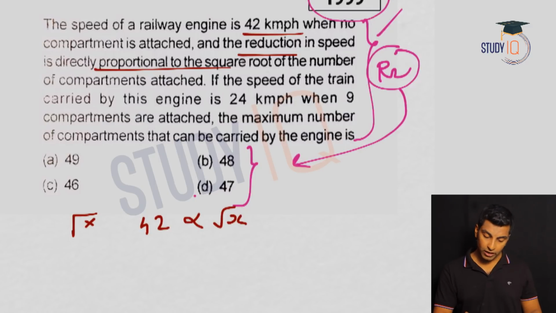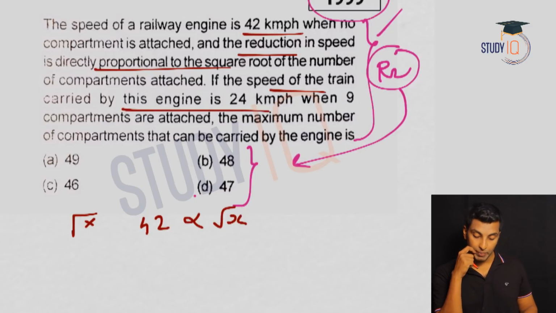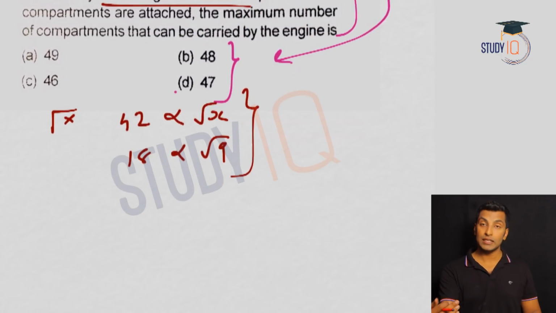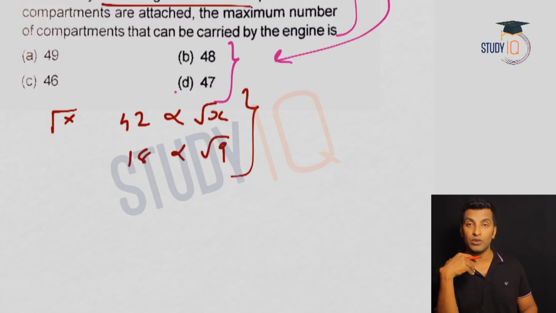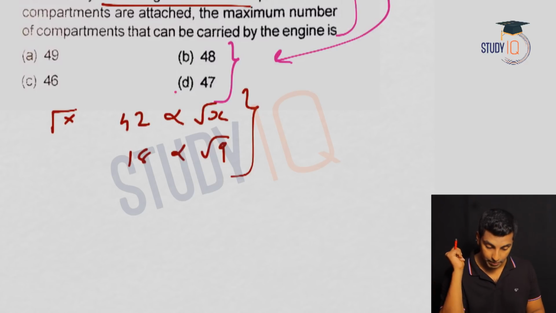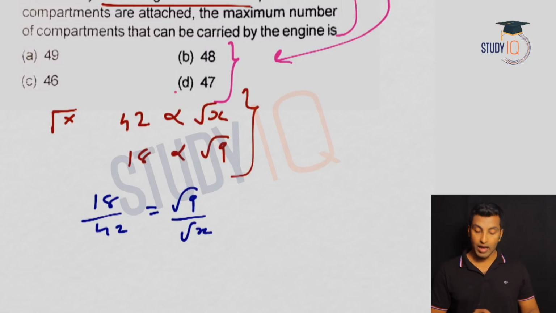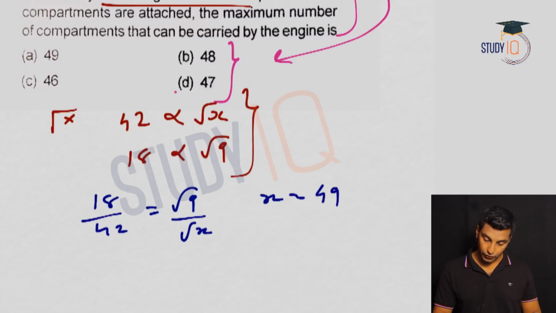Now, the speed of the train carried by this engine is 24 km per hour when 9 compartments are attached. So what is the difference in speed? 42 minus 24, that is 18. This 18 is because of root 9. This variation of 18 has actually happened because of the 9 compartments. Now you can write 18 by 42 is equal to root 9 by root x, and when you simplify this you'll get x is equal to 49.